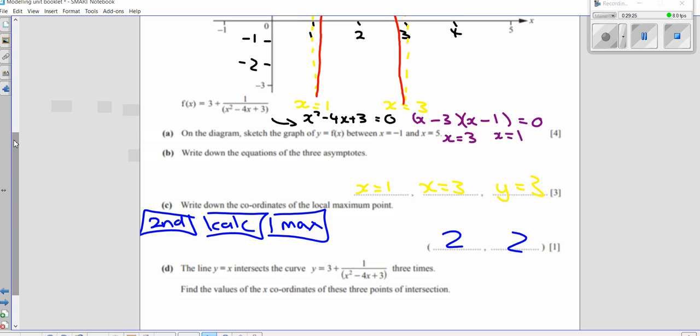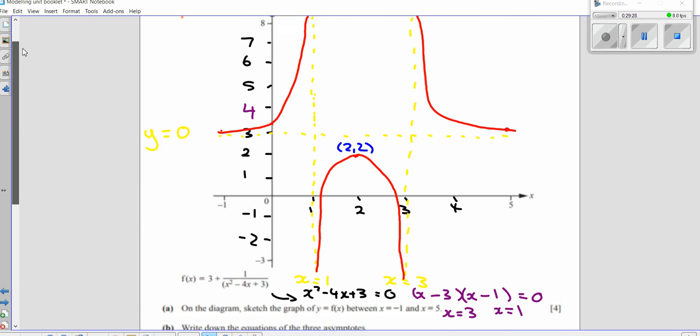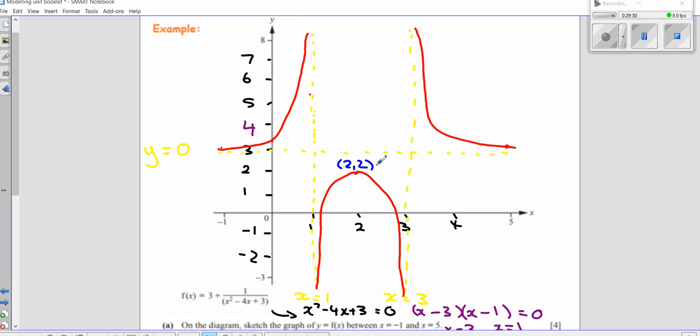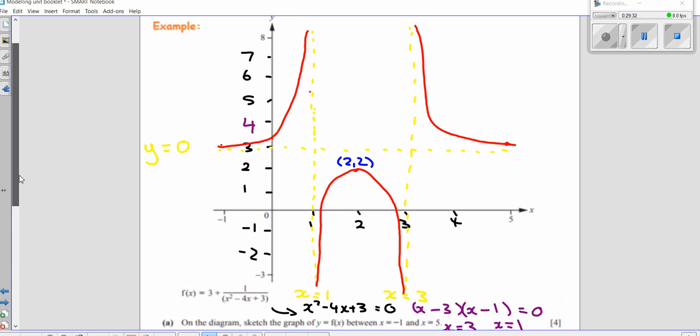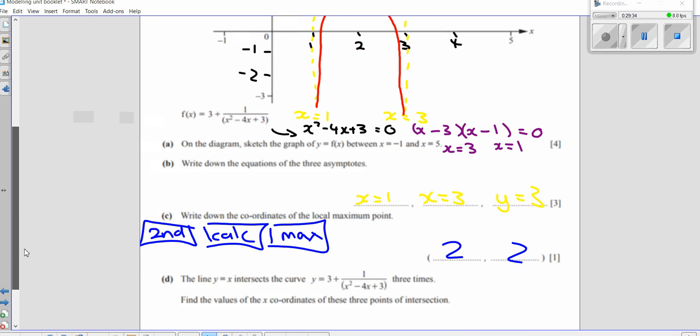Why is it called, does anyone know why it's called a local maximum as opposed to a global maximum? Yeah, sorry. We're finding a local minimum. Which one? Oh, there was a maximum, local maximum. Yeah, it's a max. So second calc max, that says, why is it called a local maximum point and not a global maximum point? Do you know the difference between those two?